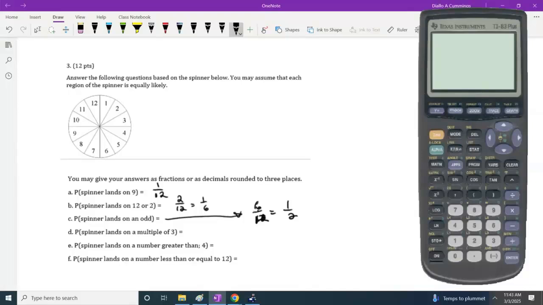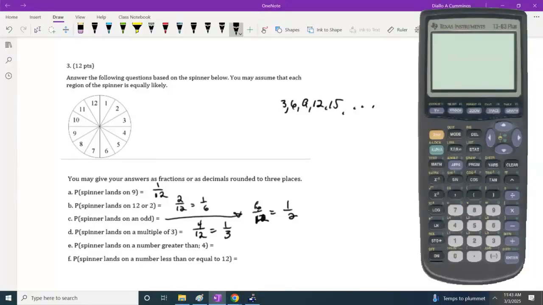The probability that the spinner lands on a multiple of 3. 4 out of 12. Remember, the multiples of 3 are 3 times 1, which is 3, 3 times 2, which is 6, 9, 12, 15. That's going to keep on going. So we have 4, which is 4 out of 12, which is a third.